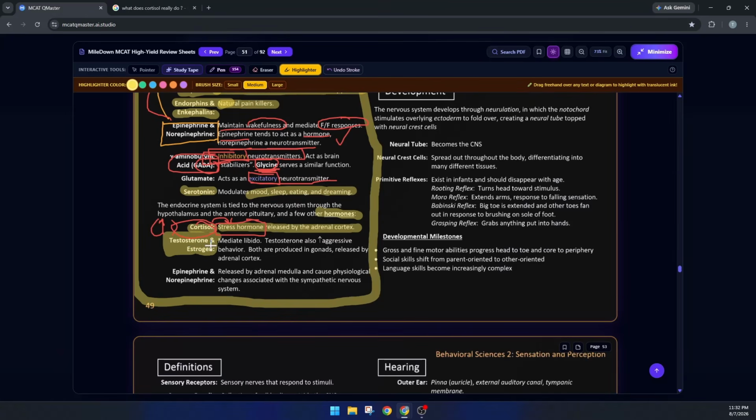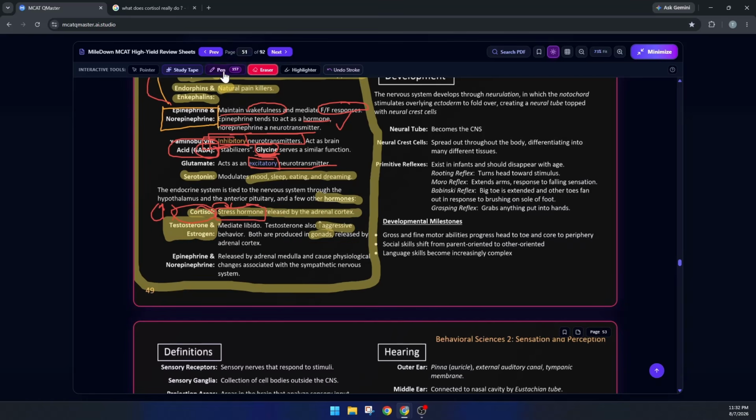Testosterone and estrogen. These mediate your libido. Testosterone increases aggressive behavior. Both are produced in gonads and released by adrenal cortex. This is pretty simple. Just do a few Google searches. Don't really understand this that well. But these are basically your sex hormones.